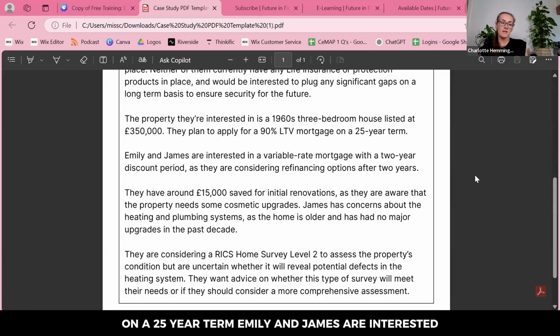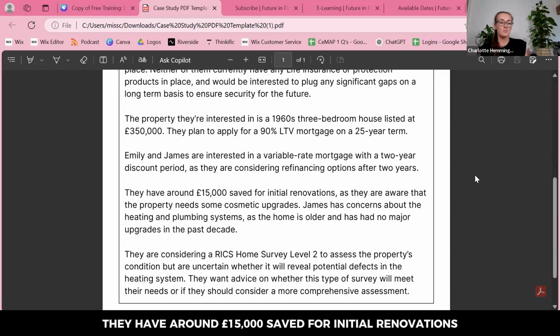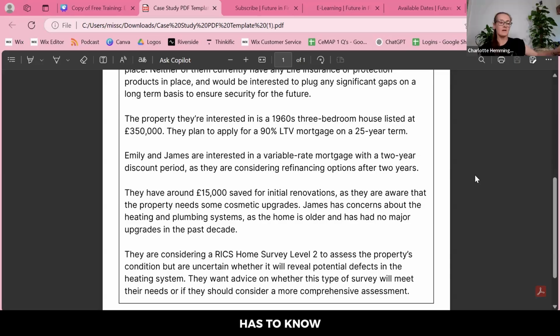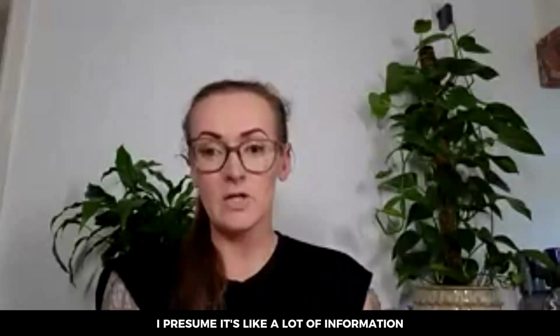Emily and James are interested in a variable rate mortgage with a 2-year discount period, and they are considering refinancing options after 2 years. They have around £15,000 saved for initial renovations, as they are aware that the property needs some cosmetic upgrades. James has concerns about the heating and plumbing systems, as they have no idea whether it will reveal potential defects in the heating system. They want advice on whether this type of survey will meet their needs, or if they should consider a more comprehensive assessment. I appreciate it's a lot of information.